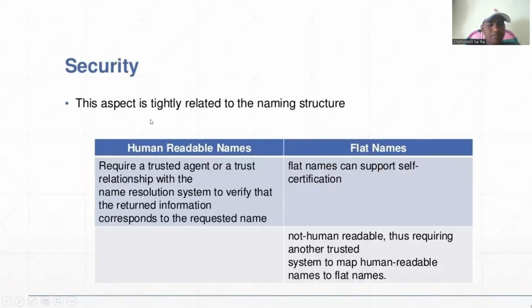Security. This aspect is tightly related to the naming structure. Here we can see human readable names and flat names require a trusted agent or a trust relation with the name resolution system to verify that the retrieved information corresponds to the requested name. Flat names can support self-certification but are not human readable, thus requiring another trusted system to map human readable names to flat names. Here are the differences in naming security.